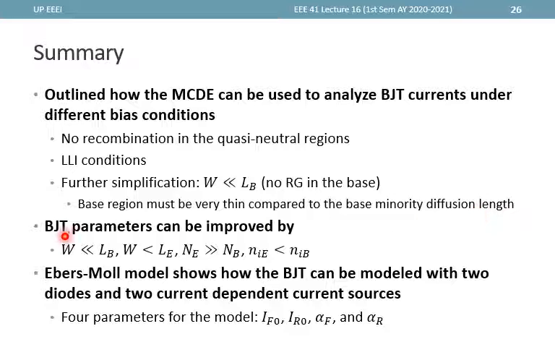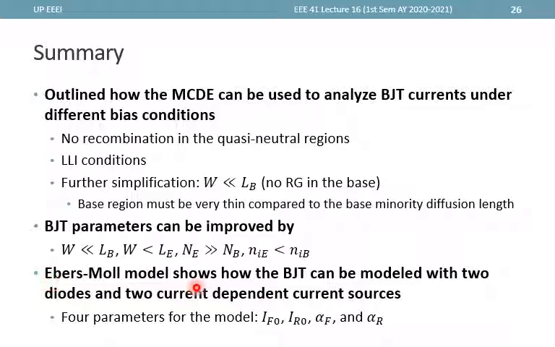As we have shown, the BJT parameters can be improved by these relationships. So W must be much less than LB, W must be less than LE. So this one also helps. Having a very high doping concentration at the emitter helps. And we can also make NiE to be smaller than NiB, and this can be achieved by using a material that has a larger EG at the emitter.